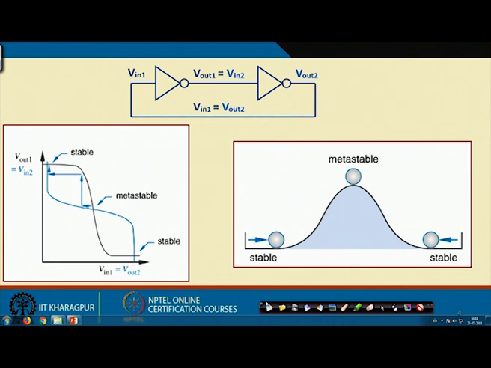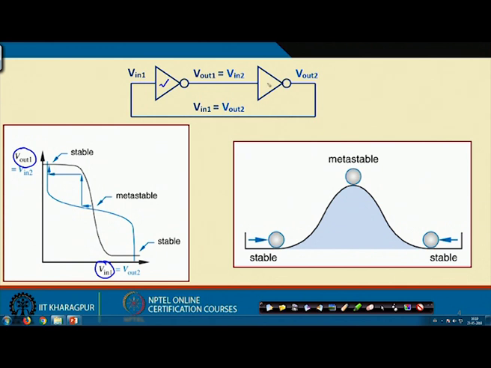Now, let us see this diagram. In this diagram we have plotted V out 1 on this side and V in 1 on this side. This is the first inverter, and the solid black line shows the characteristic curve just like I showed for this first inverter. Now, for this second inverter, this V in and V out are reversed, right. The V out of the first gate will be V in of the next gate, and V out of the next gate will be V in of the first gate.